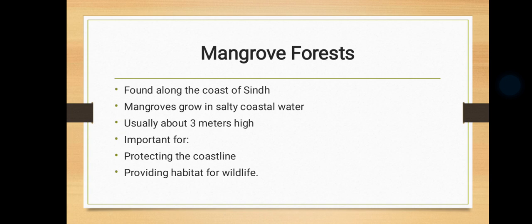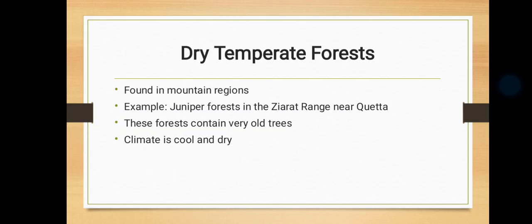Second, they provide habitat for many animals, including fish, birds, and crabs. And because of their importance, protecting mangrove forests is very important for Pakistan's coastal environment. Next, we will discuss the dry temperate forest.